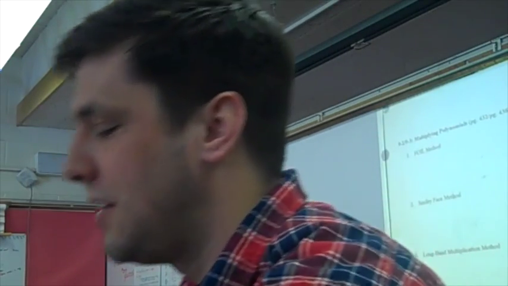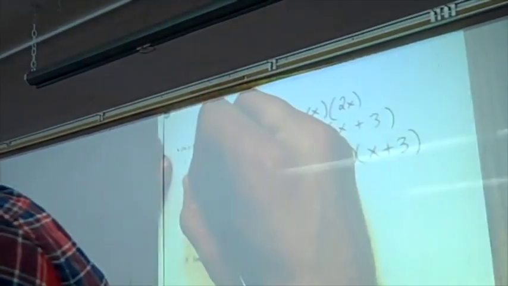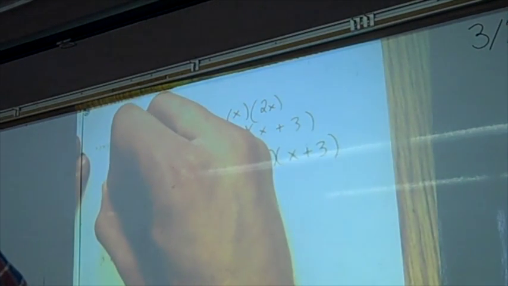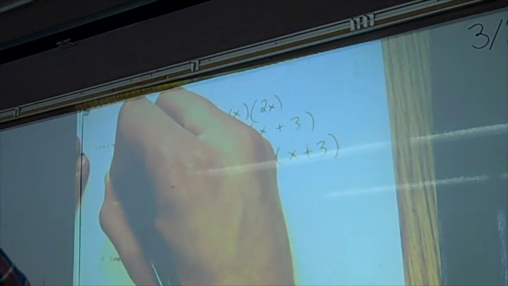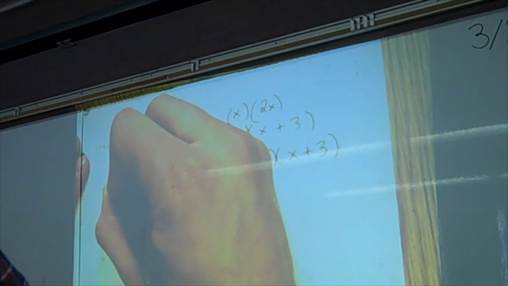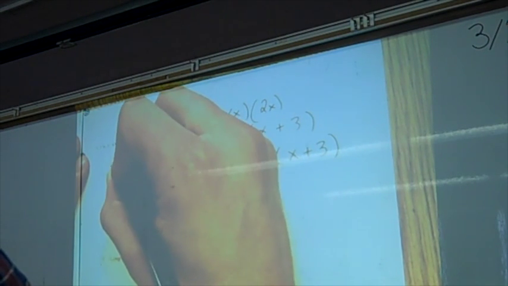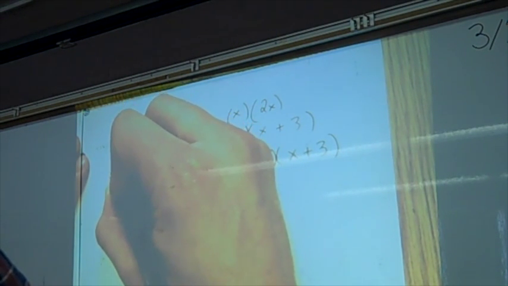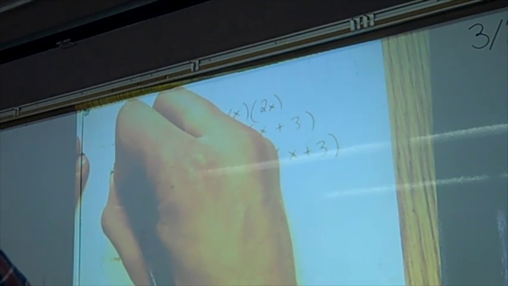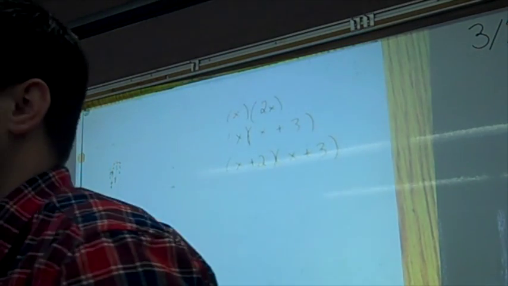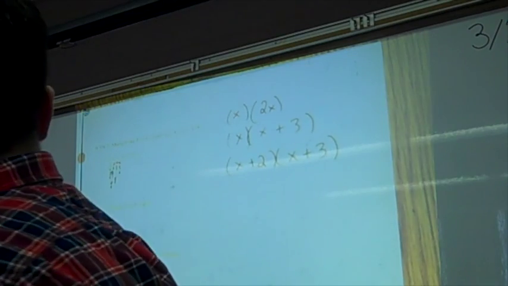And so the FOIL method. FOIL means, you can spell out the acronym first, outside, inside, last. That's FOIL.